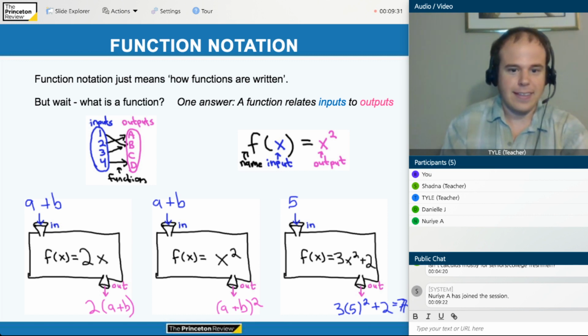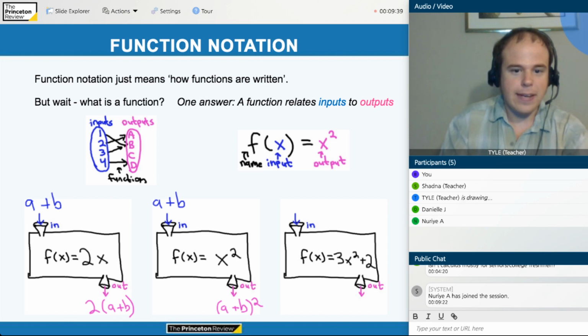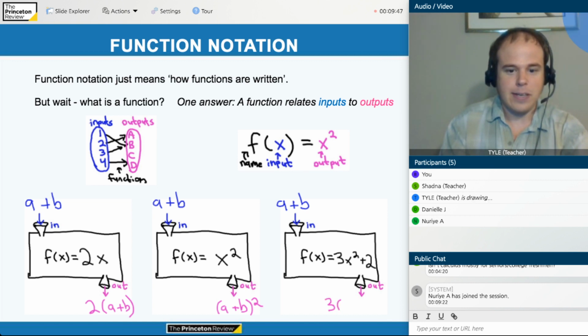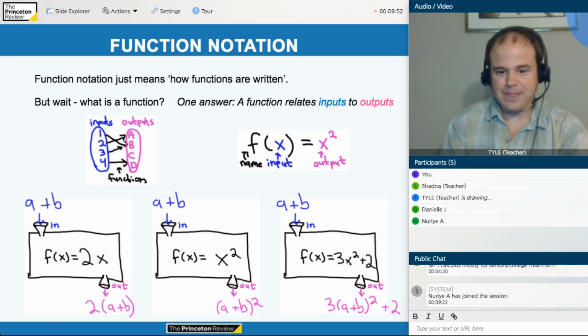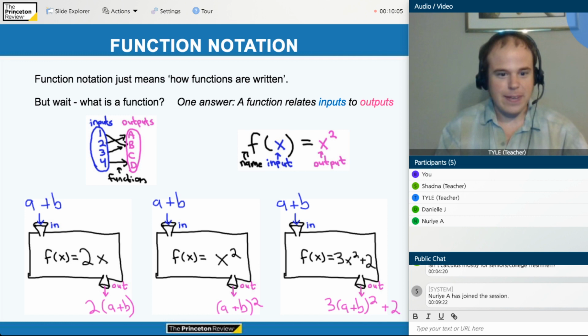Or let's say I put in a plus b. Then this function would give me as an output 3 times the quantity a plus b squared plus 2. All right. Perhaps I belabored that a little bit, but this tends to be a really tricky concept for many students, this idea of functional thinking and functional notation. So hopefully going through some examples like this helps clarify how this works.